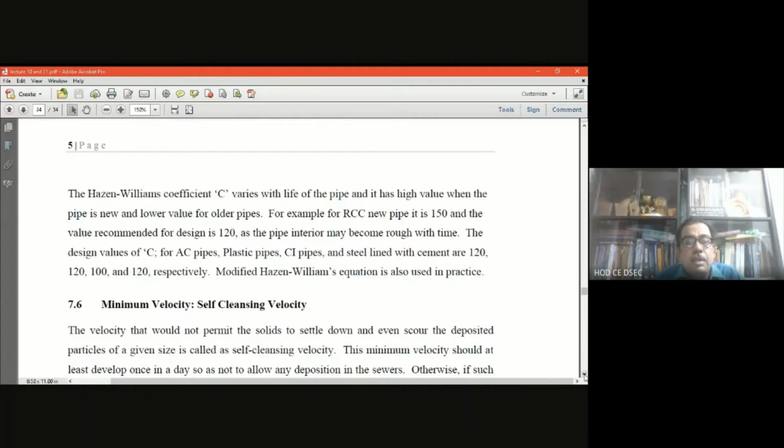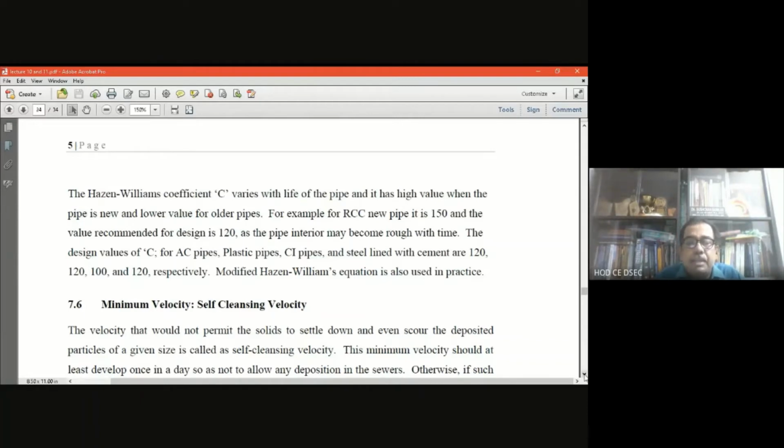Now in Hazen-Williams, coefficient C varies with the life of the pipe. That means if the pipe is new, then we can consider the value to be more. If the pipe deteriorates in the long run, that means an older pipe, then its value will get reduced. So to give you an average idea, for example, for RCC new pipe, it is 150 and the value recommended for design is 120.